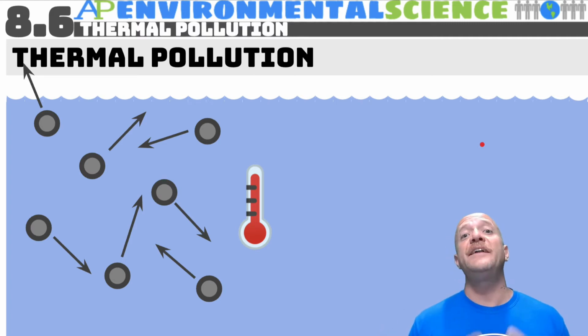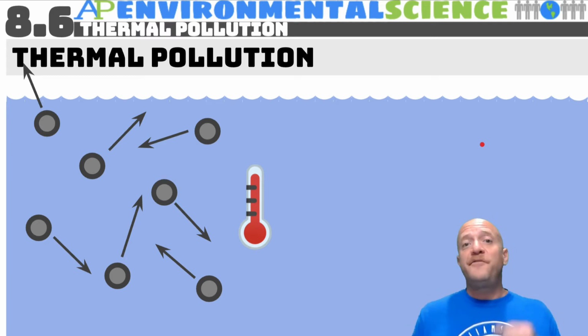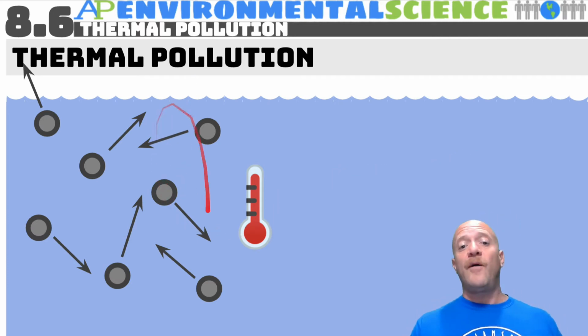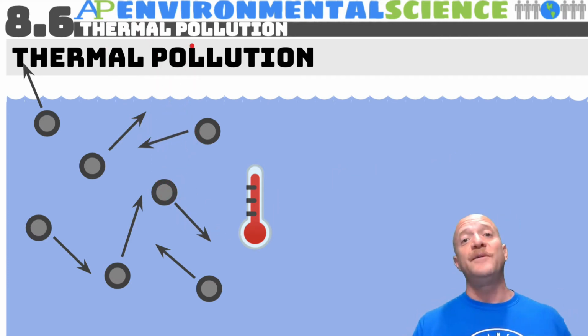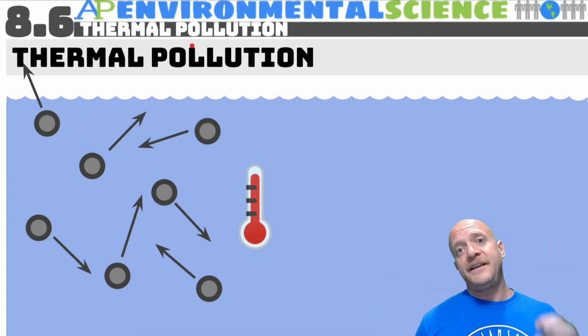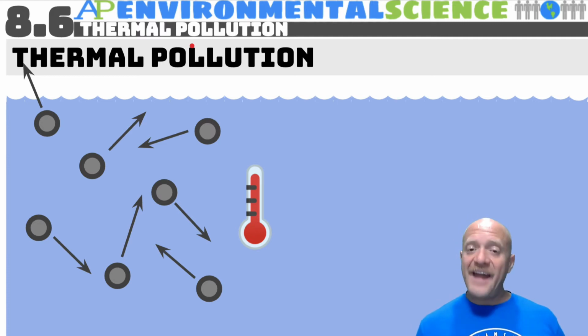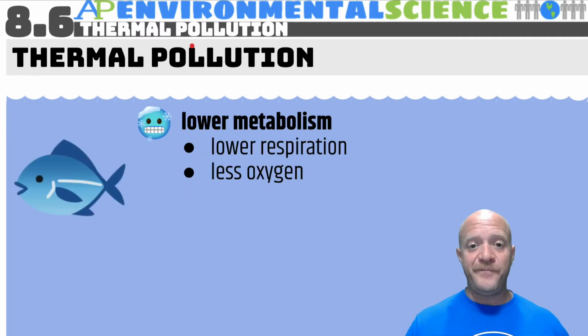However, when you heat up oxygen, it's going to move faster, and oxygen does not dissolve that well in water anyway. So when you heat it up, these oxygen molecules are going to escape and enter the atmosphere. So it is very difficult to keep warm water very oxygen rich. And that is the big issue with thermal pollution.